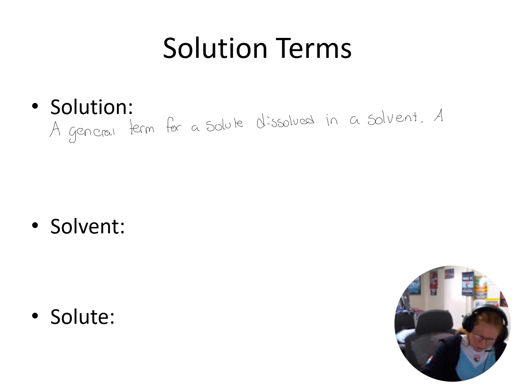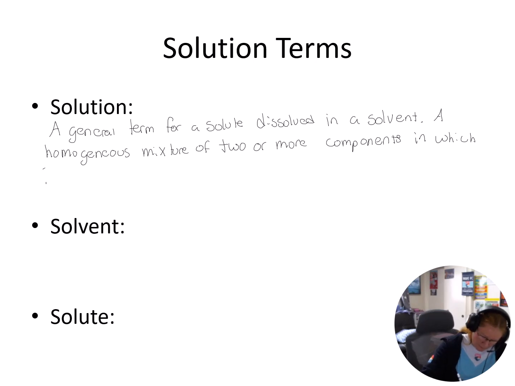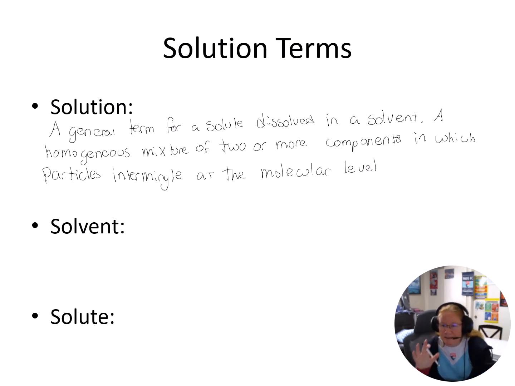Okay, or a homogeneous mixture of two or more components in which particles intermingle at the molecular level. Okay, so again, the key thing there is it's a homogeneous mixture. I can't tell the difference between my solvent or my solute. It's all mixed together uniformly.